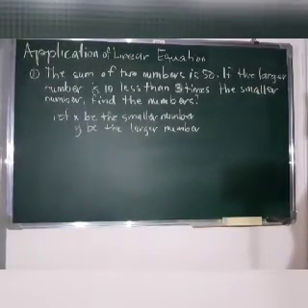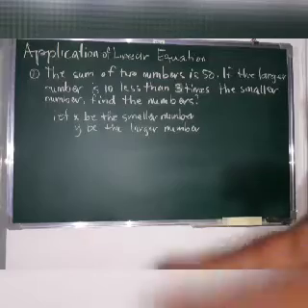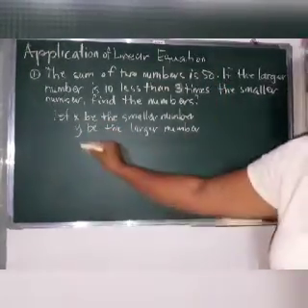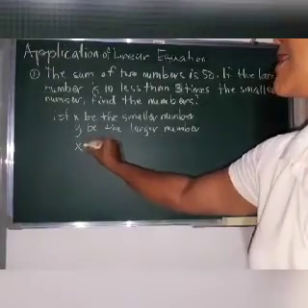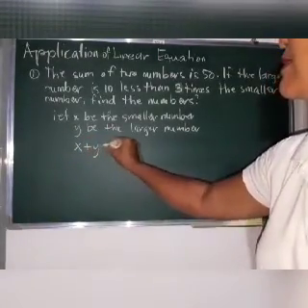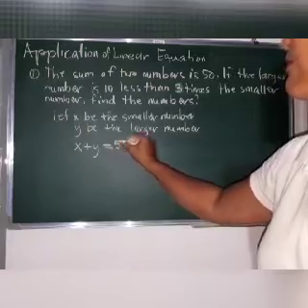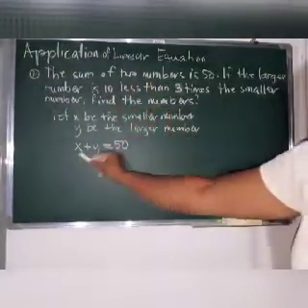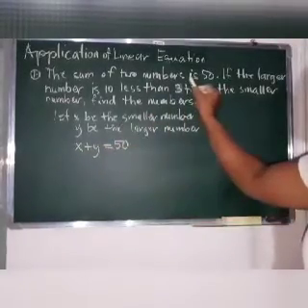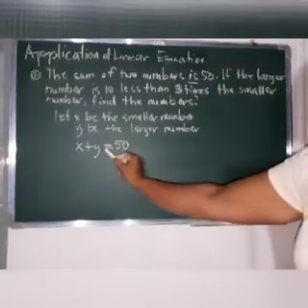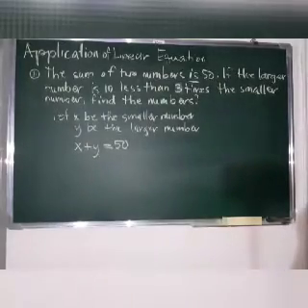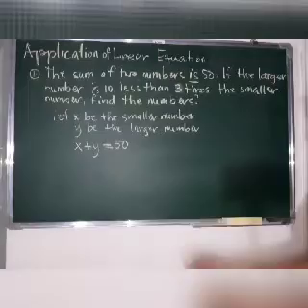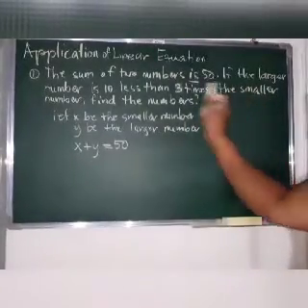The sum of two numbers is 50. So smaller number plus bigger number is 50. Sum, so x plus y is equal to 50. The word "is" means equal sign, and then 50. Next, if the larger number is 10 less than 3 times the smaller number.